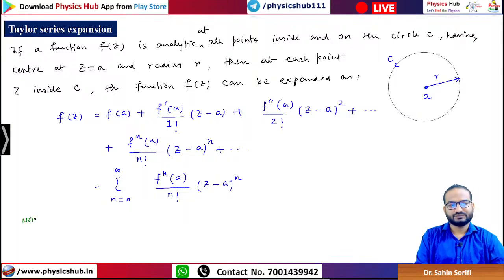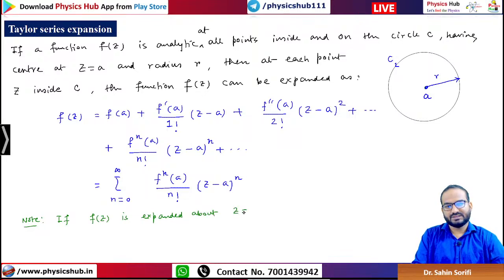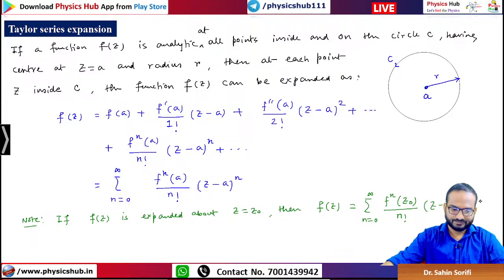Let's say if f of z is expanded about z equals z0, then we can write f of z equals the sum from n equals 0 to infinity of the nth derivative at z equals z0 divided by n factorial, times z minus z0 whole to the power n. Okay.